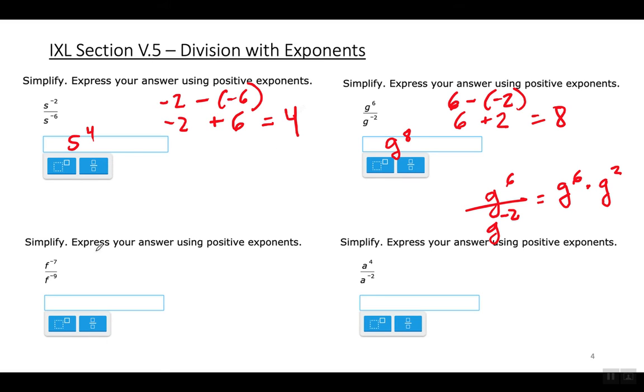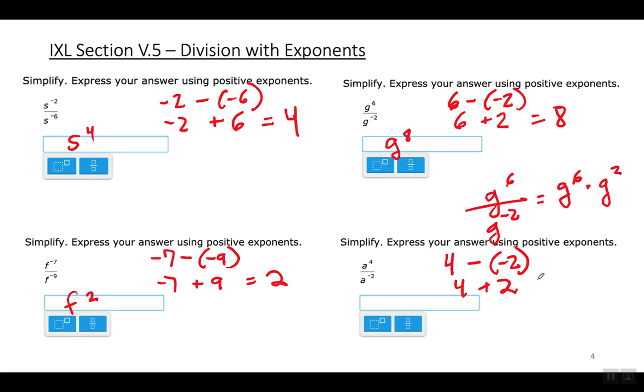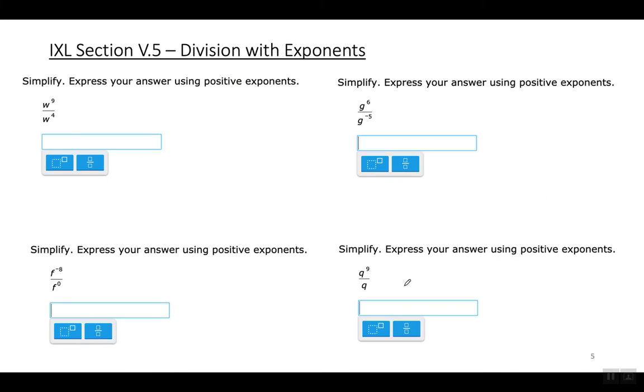All right, so over here, negative 7 minus negative 9 is going to give you negative 7 plus 9, which is going to equal positive 2. That one's easy, so my answer is f to the second power. Over here, again, I subtract the exponents, so 4 minus negative 2 is going to give you 4 plus 2, which equals 6. So my answer is a to the 6th power.